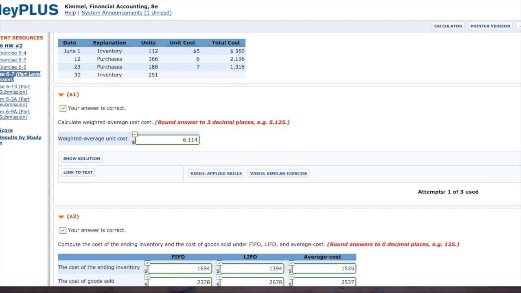Okay, so to start, we're going to solve for the weighted average unit cost. We're going to add the units together for June 1st through 23rd, which gives us 666. I know that's kind of scary. And then we're going to add the total costs together, which will give us 4072.